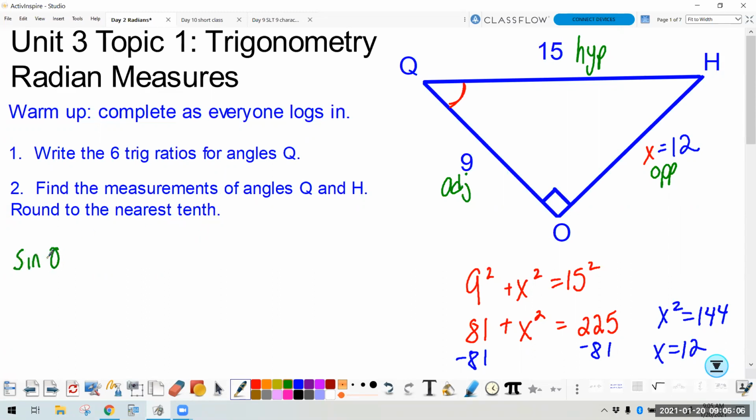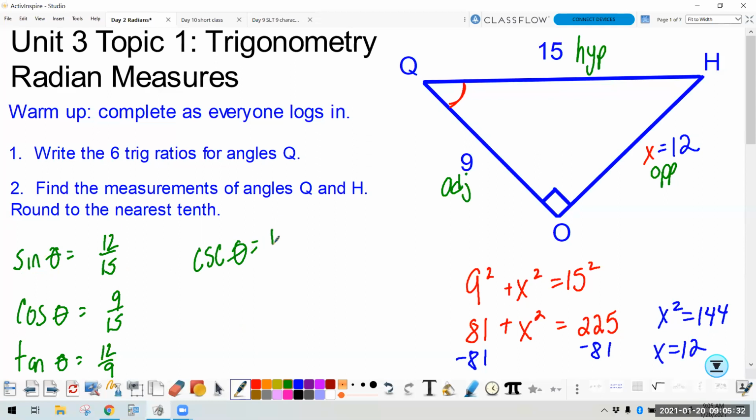So we've got sine, cosine, tangent, and then the other 3 are the reciprocals. So you have to remember what is the reciprocal of sine. So with sine, that reciprocal is cosecant. So I take this ratio and flip it. Reciprocal of cosine is secant. And the reciprocal of tangent is cotangent.